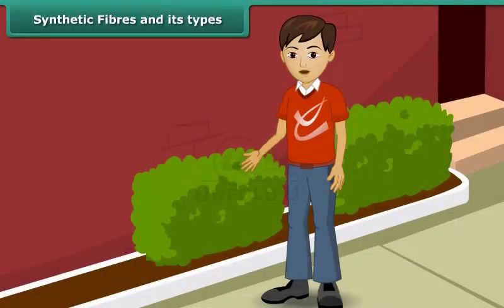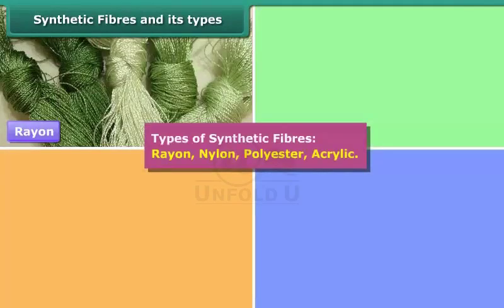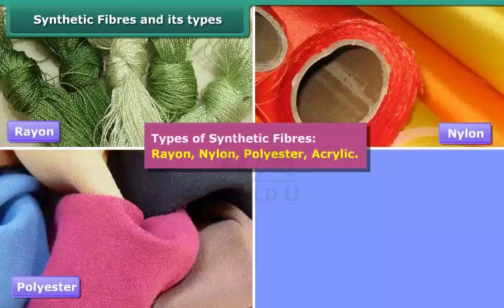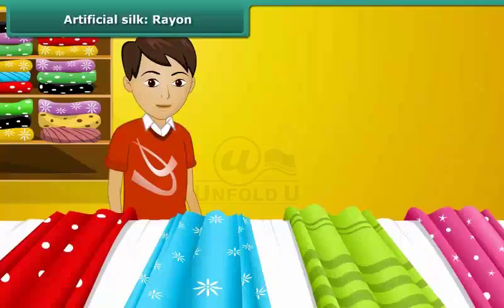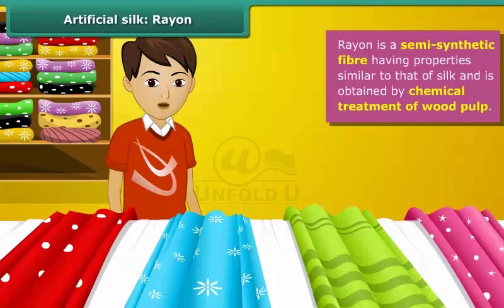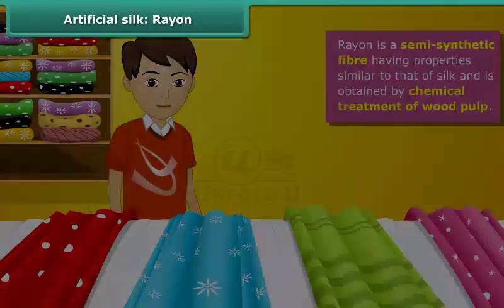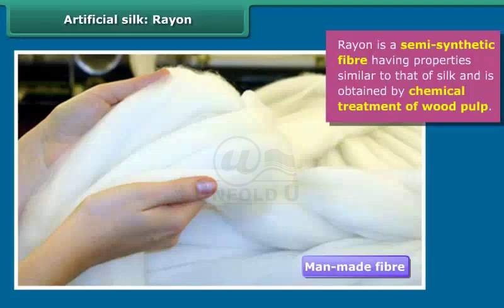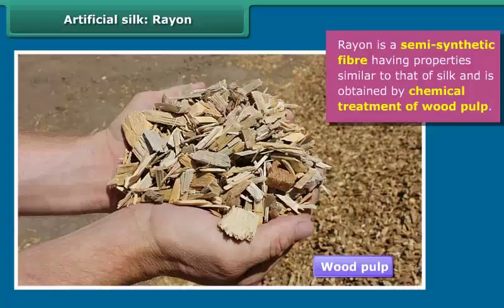Can you recall the various types of synthetic fibers which you use in your everyday life? Depending upon the types of chemicals used for manufacturing synthetic fibers, they are classified as rayon, nylon, polyester, and acrylic. Do you know that rayon is a semi-synthetic fiber having properties similar to that of silk? Can you guess why is it called a semi-synthetic fiber? It is a man-made fiber obtained by chemical processing of wood pulp, which is a natural resource.